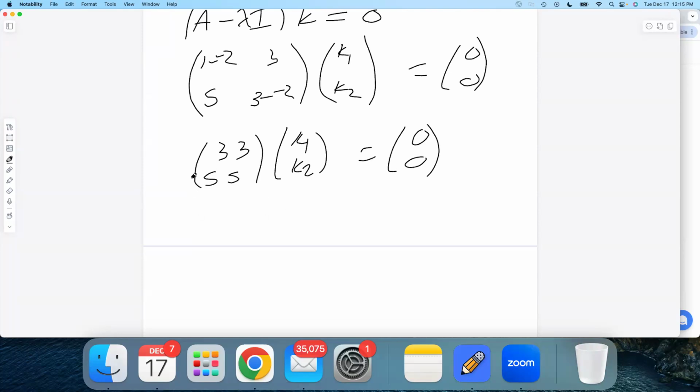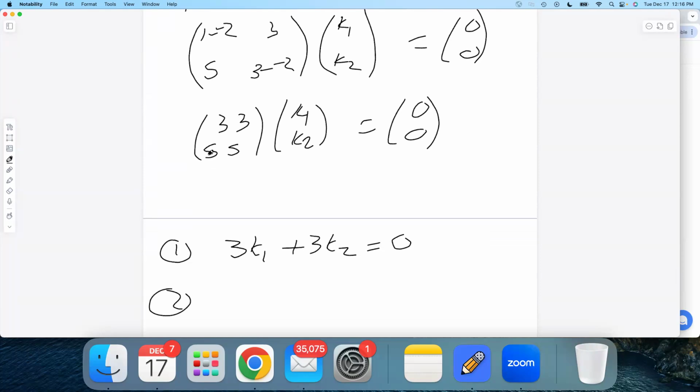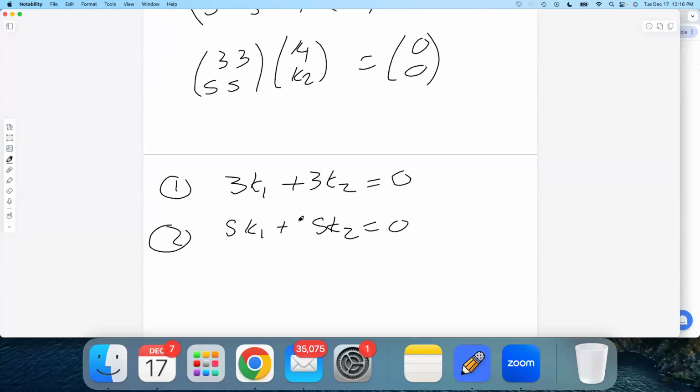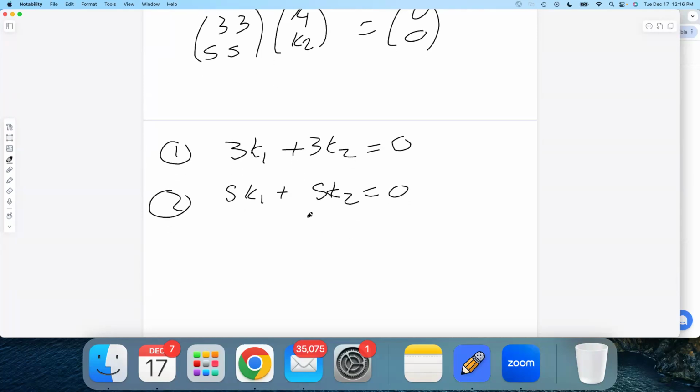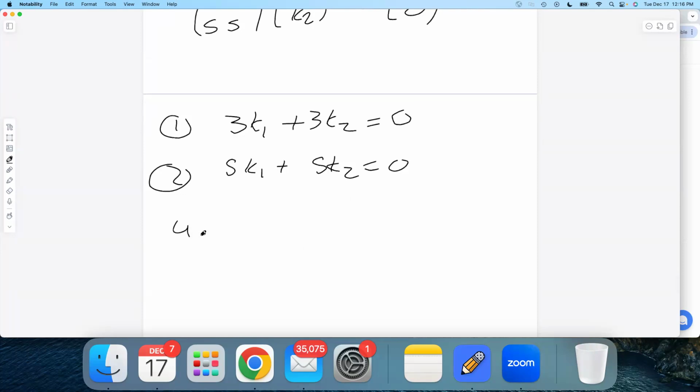Now, it's always good to check from the top. I get 3k1 plus 3k2 equals the top. And from the bottom, I get 5k1 plus 5k2 equals the bottom. I can use either one of these. I am not solving a system of equations in the sense that I'm getting a unique solution. Use either one of these. If one is prettier than the other, use that one, because any multiple of an eigenvector is still an eigenvector. So I'm just going to use one.